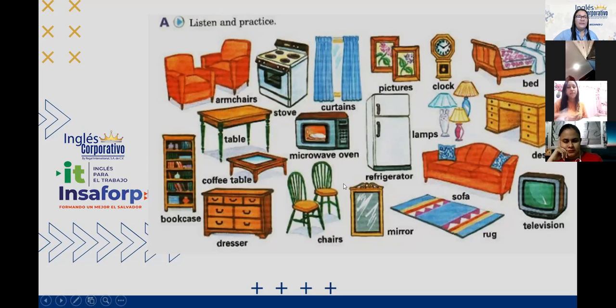For example, you have to describe using there is, there are. There is for singular objects. There are for plural. An example could be, there is a stove in my kitchen. There is a refrigerator in my kitchen. There are 4 chairs in my dining room. There are 2 armchairs in my living room. There are 3 lamps in my bedroom. There are 2 pictures in my bathroom. There are curtains in my living room. There are curtains in my bedroom too.